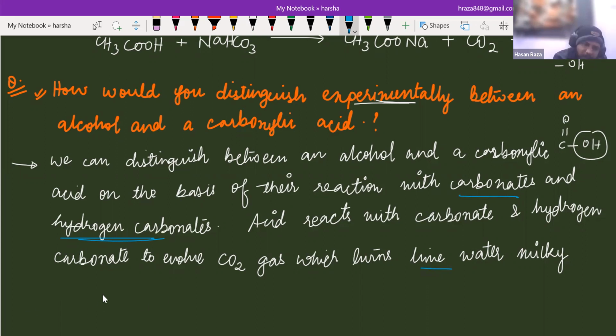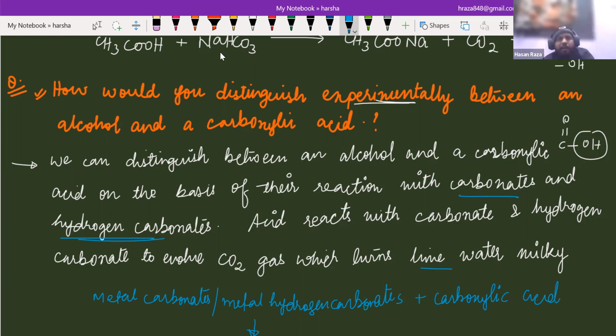Whereas now, first I'm going to show you the reaction. Either metal carbonates or metal hydrogen carbonates, if you react them with carboxylic acid, write the product first up to this and let me know.